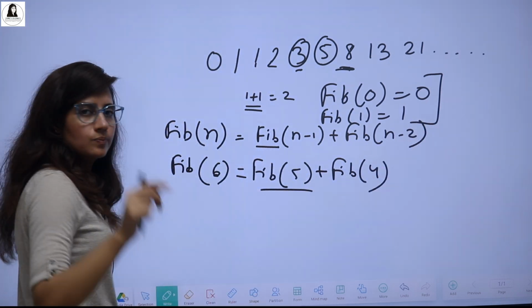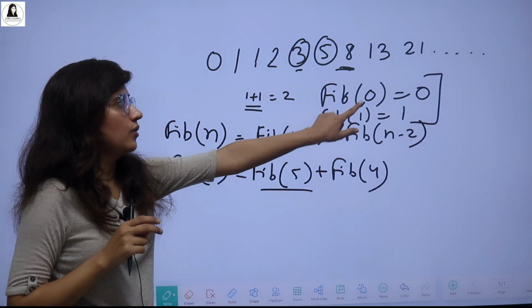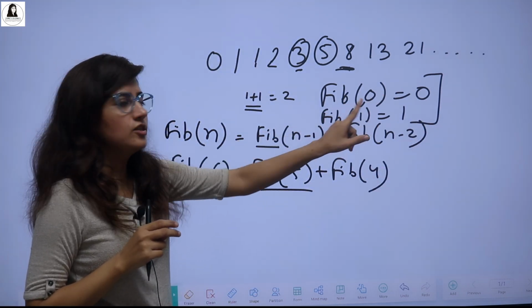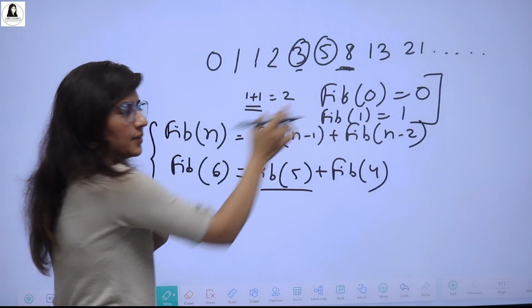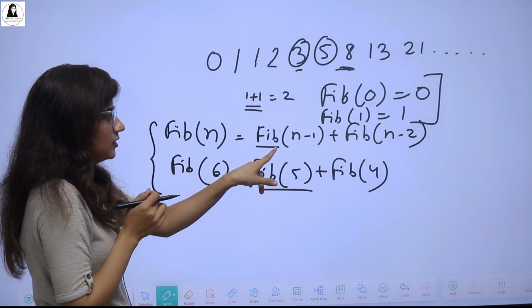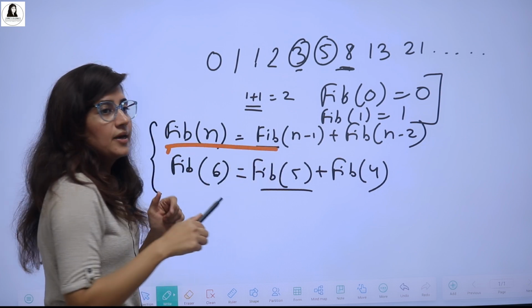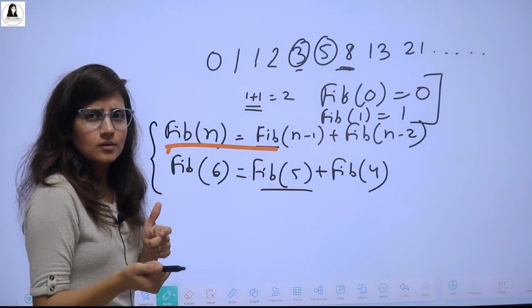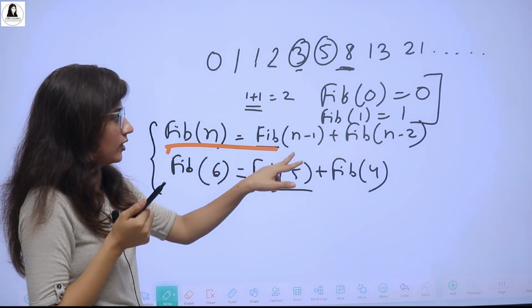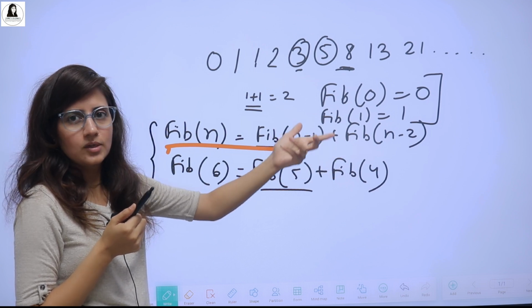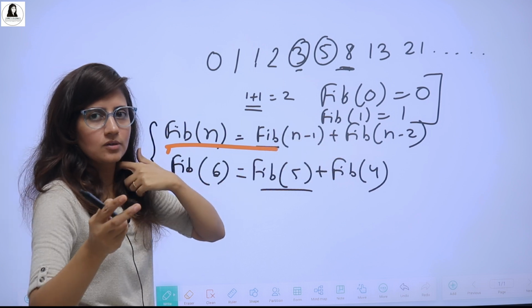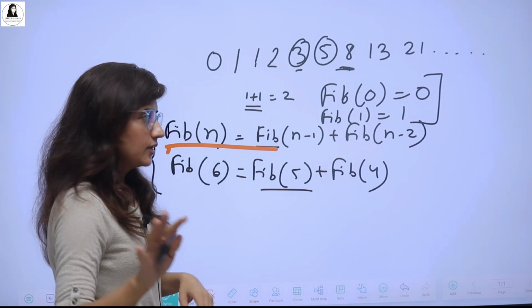So here we have two base conditions, fib of 0 and fib of 1. Fib of 0 is 0, fib of 1 is 1. So these are base cases, and this particular one is the recursive case, right? So see, here we are calling fib 2 times, right? So this is kind of like tree recursion, you can say. There are types of recursion. We'll see the types also in some other video.